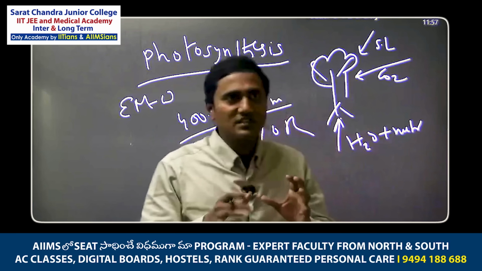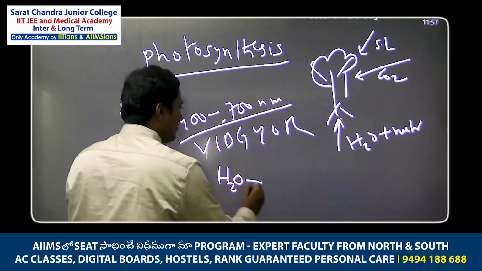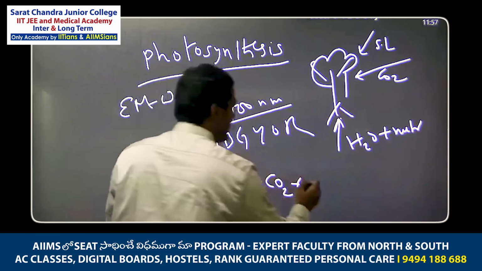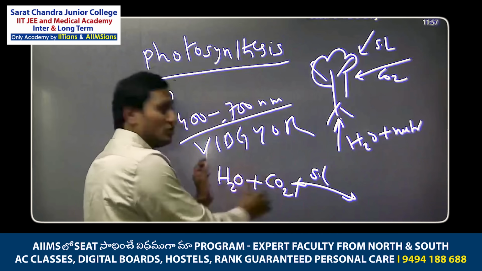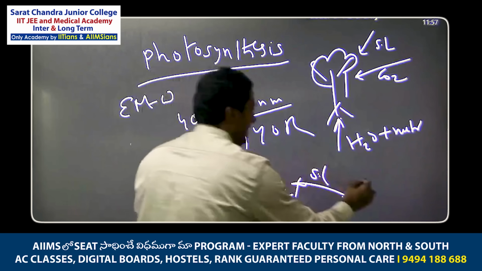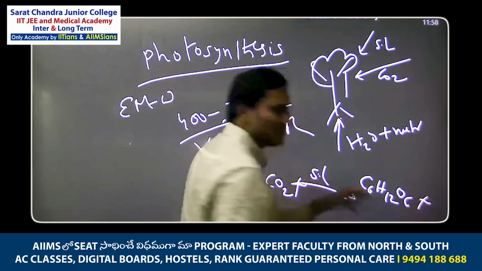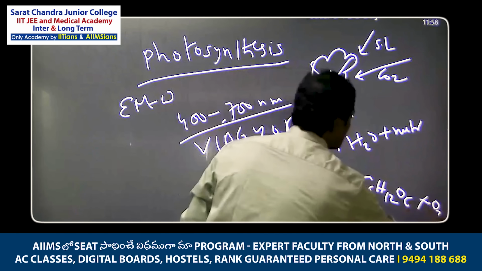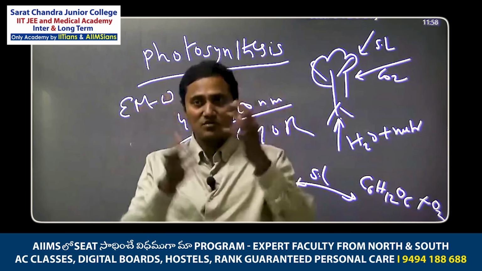What is photosynthesis? Photosynthesis means a plant taking water with nutrients, taking carbon dioxide from the atmosphere, and taking sunlight. In the presence of sunlight, they produce glucose, different compounds, not just one glucose, okay? And they produce oxygen. That's why, because of photosynthesis, oxygen comes out and carbon dioxide goes in.